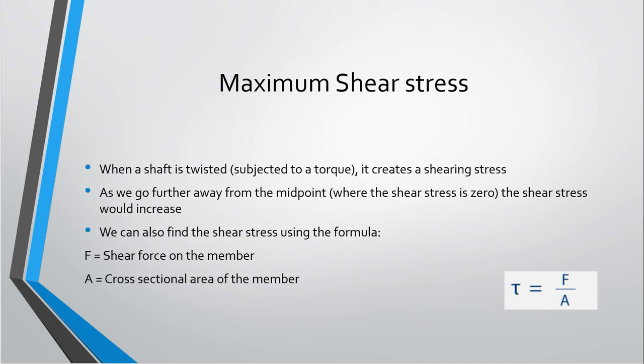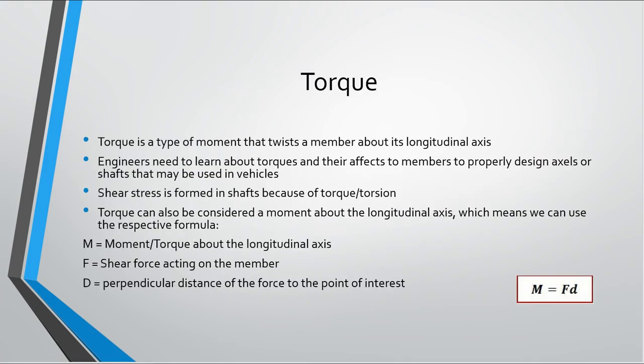Maximum shear stress. When a shaft is twisted or subjected to a torque, it creates a shearing stress. As we go further away from the midpoint, the shear stress increases, and at the midpoint the shear stress is 0. I can also find the shear stress using the following formula, where F is the shear force on the member and A is the cross-sectional area of the member.